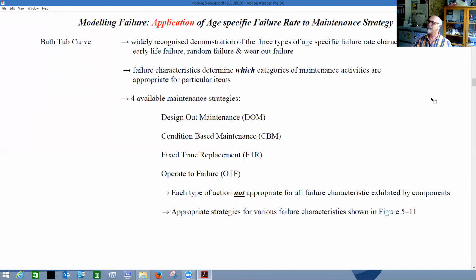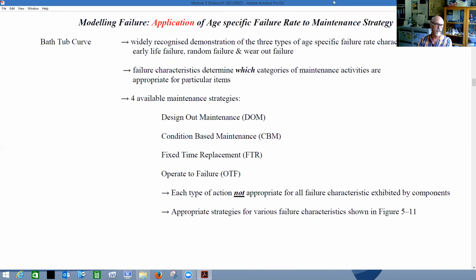Modelling failure: the application of the age-specific fail rate to the maintenance strategy. So what about this age-specific value? How does that help? Well, that bathtub curve is widely recognised, the demonstration of 3 types of age-specific failure rates or characteristics. So you get that early life, random failure, and that wear-out failure that we were talking about beforehand from that bathtub curve. The failure characteristics determine which categories of maintenance activities are appropriate for particular items. So there are 4 available maintenance strategies. You can get design out maintenance. In other words, we can reduce the problem by avoiding it.